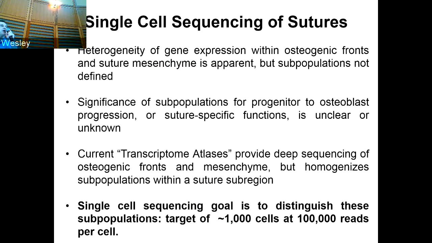And it's something that's very difficult to do if you can only go by comparing two genes at a time, say by a couple of immunohistochemistry stains. And the significance of these subpopulations is also unclear. So the current transcriptome atlases provide deep sequencing of the osteogenic fronts and of the mesenchyme, but they necessarily homogenize any subpopulations within these two regions. With single cell sequencing, our goal is to distinguish these subpopulations. Our target is 1,000 cells per suture library at a depth of about 100,000 reads, which has been shown to be more than good enough to identify subpopulations in the literature.